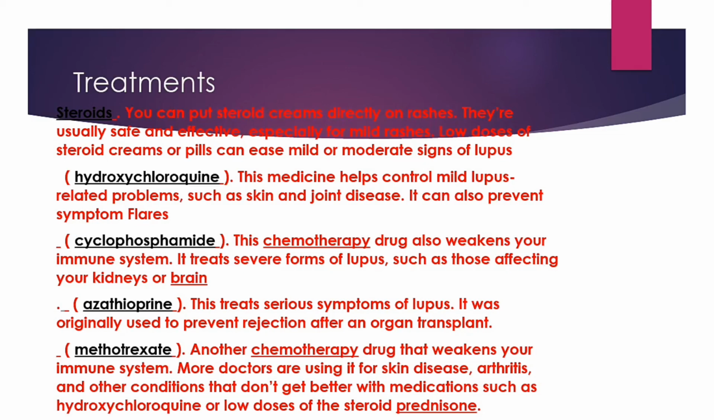Also, methotrexate is used, another chemotherapy drug that weakens the immune system. So this immunosuppressant drug works by suppressing our immune system, and nowadays doctors are using it more for skin disease, arthritis, and other conditions that do not get better with medication such as hydroxychloroquine or a low dose of the steroid prednisolone. So nowadays this drug is very popular among those patients who don't respond to hydroxychloroquine or a low dose of steroid prednisolone.